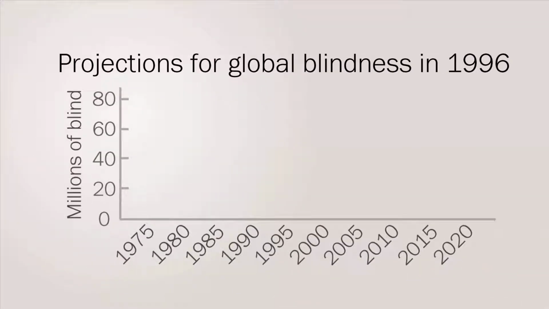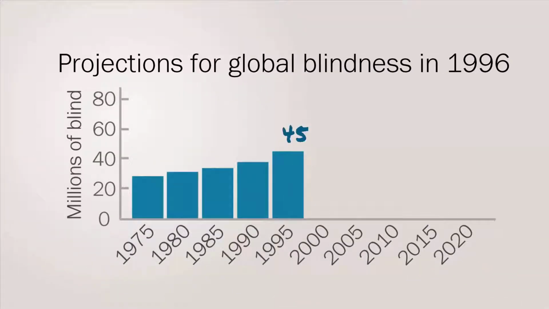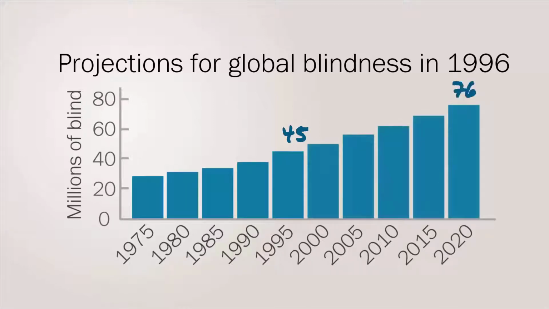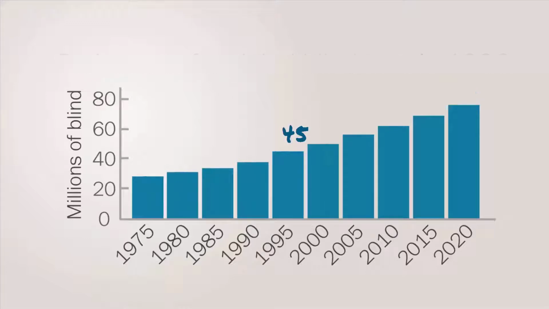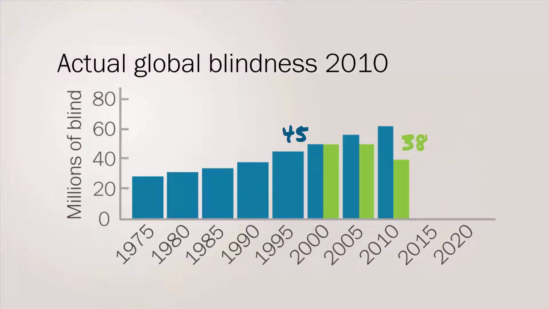In 1996, it was estimated that there were 45 million blind people in the world. Using predictions of global population growth and population aging, it was calculated that this number would rise to 76 million blind people by 2020 if service provision levels did not change. Recent data from 2010 shows that there has been a decline in the numbers of blind people globally, following the Vision 2020 Right to Sight intervention.